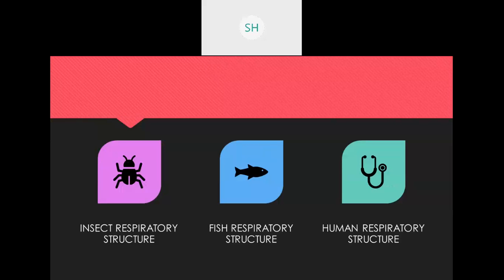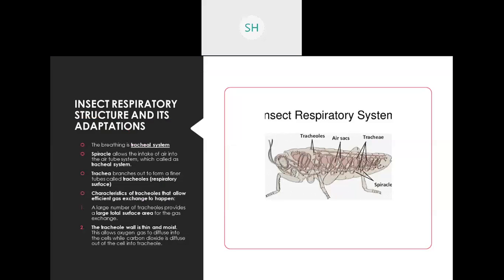There are three types of respiratory structure that we're going to learn. The first one is the insect, fish, and human respiratory structure. Of course, all of them have different types of respiratory structure. So now we take a look at the insect. Basically, the insect respiratory structure and its adaptation. Insects have the tracheal system, which is an air tube system. As you can see, there are the air sacs here, which are filled with air.